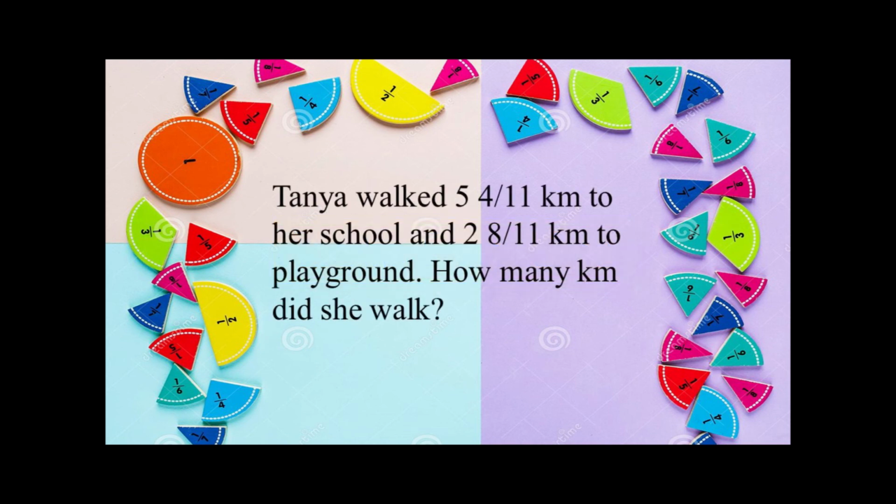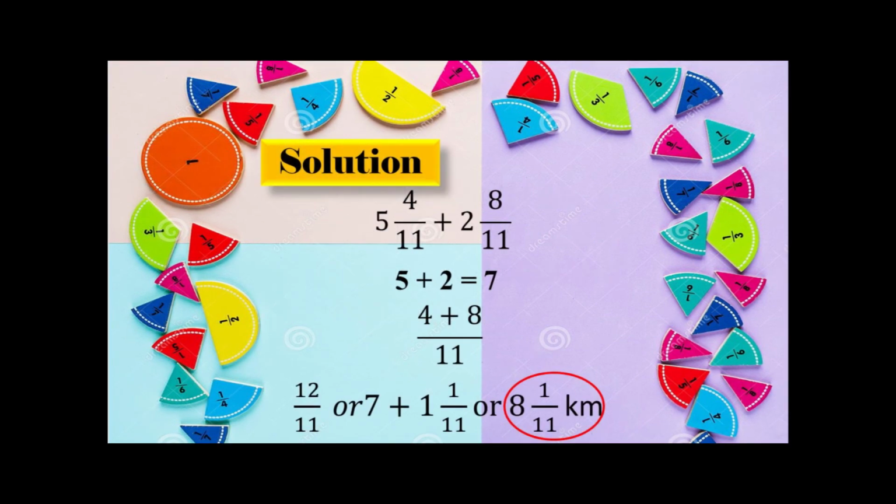Now, let's practice by solving a word problem. Tanya walked 5 and 4/11 kilometers to her school and 2 and 8 over 11 kilometers to the playground. How many kilometers did she walk? That's right. It's 8 1 over 11 kilometers.